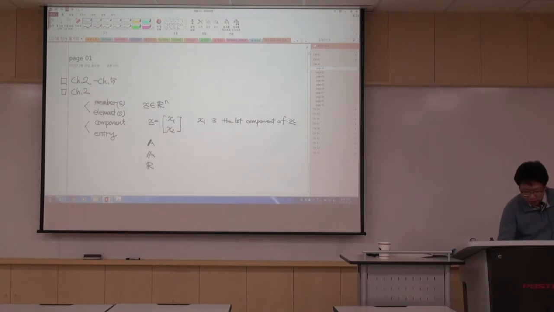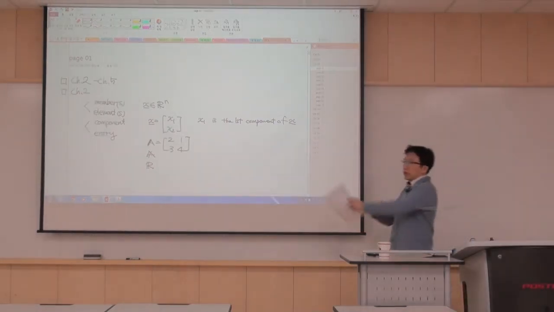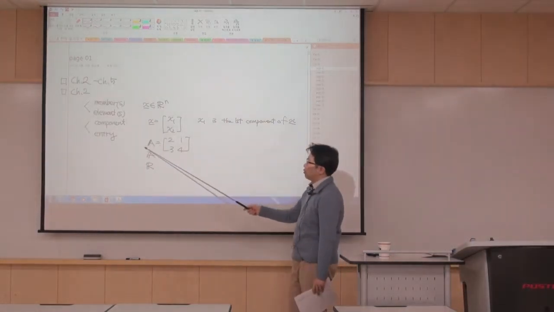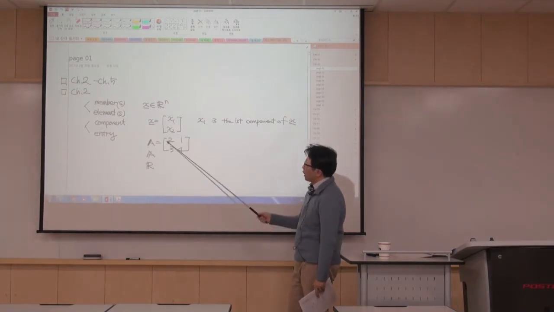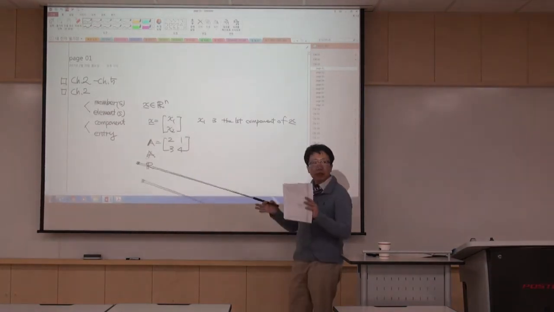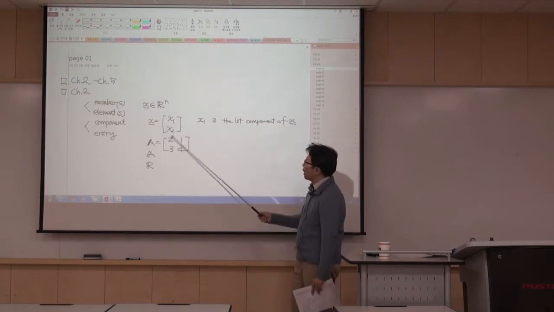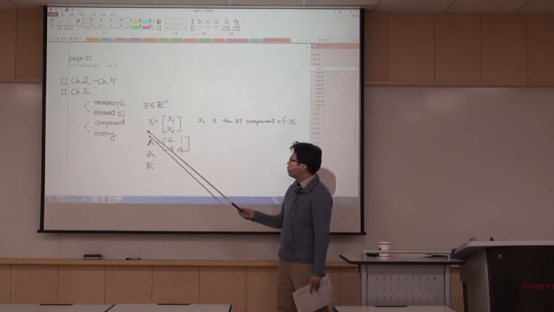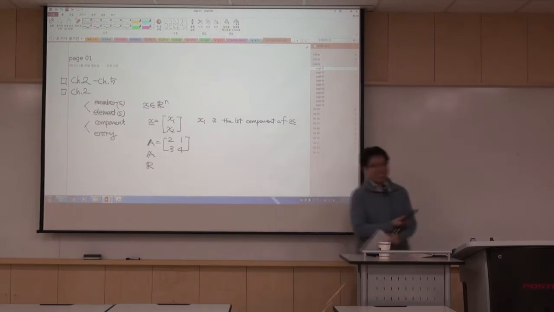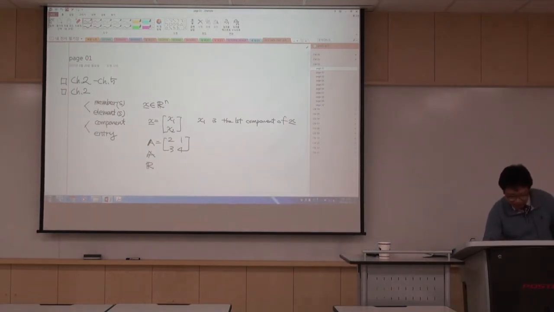Okay, anyway, suppose you have a matrix A. This is the notation to denote the matrix. And what are these? Usually in mathematical books, they are not called components. They call them entries. So 2 is the 1-1 entry of the matrix A.